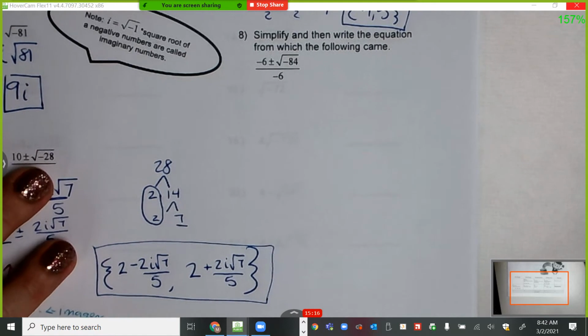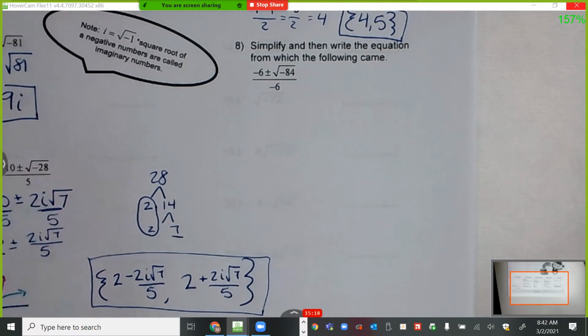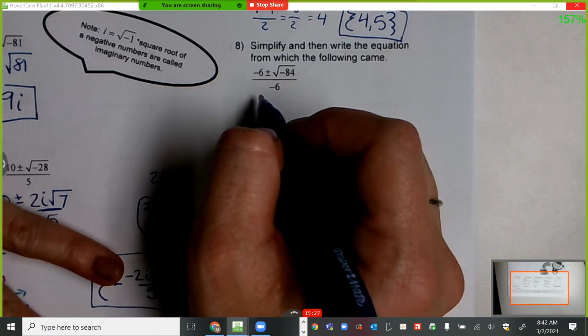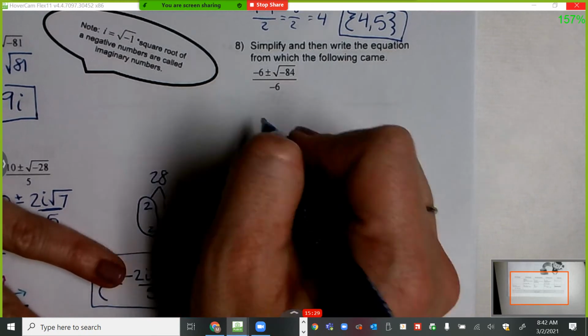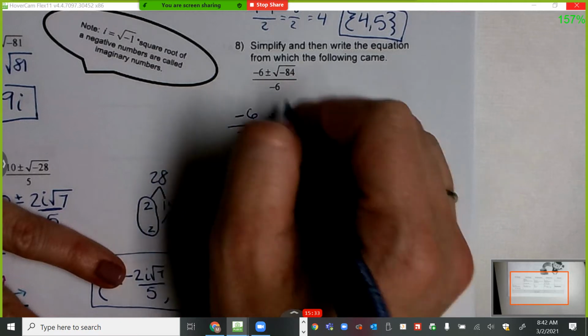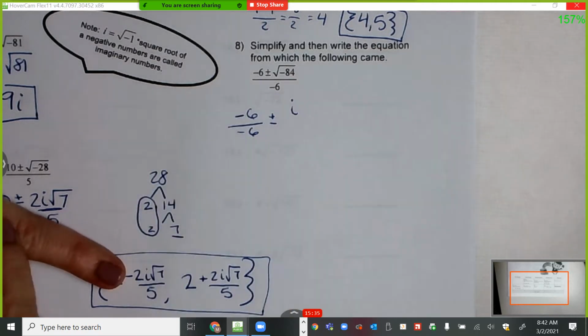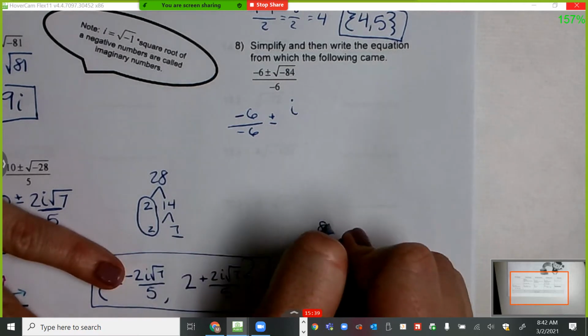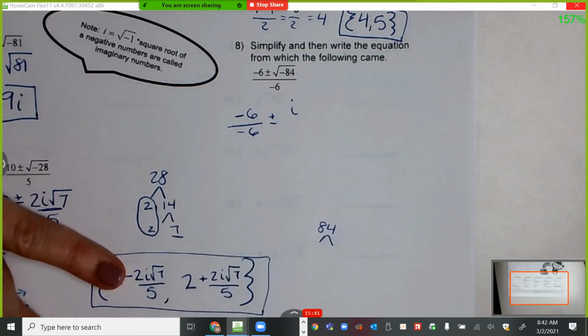Okay, number 8. We're going to simplify. So I'm going to go ahead and separate negative 6 over negative 6 plus or minus. I know we're going to take out an i because it's negative. Bring that 84 down here, and I'm going to factor tree it.